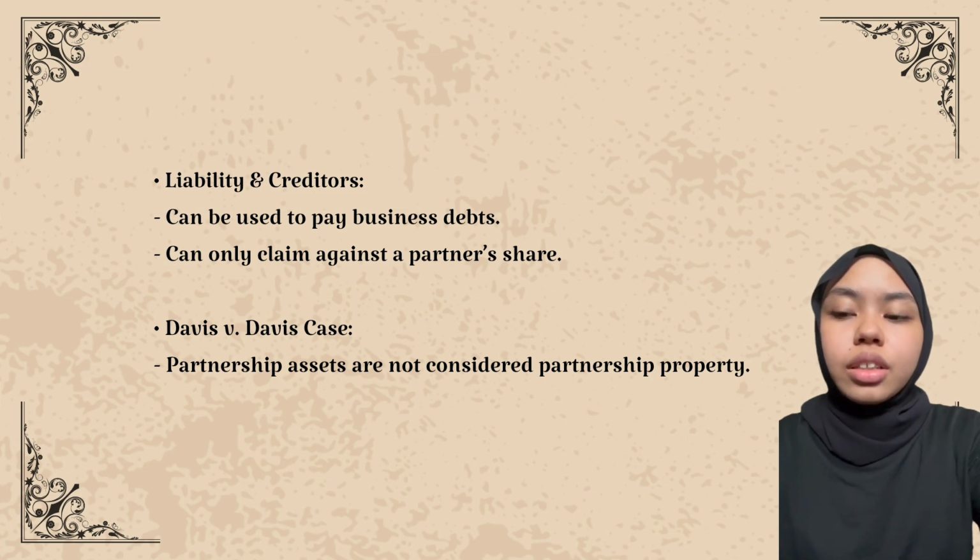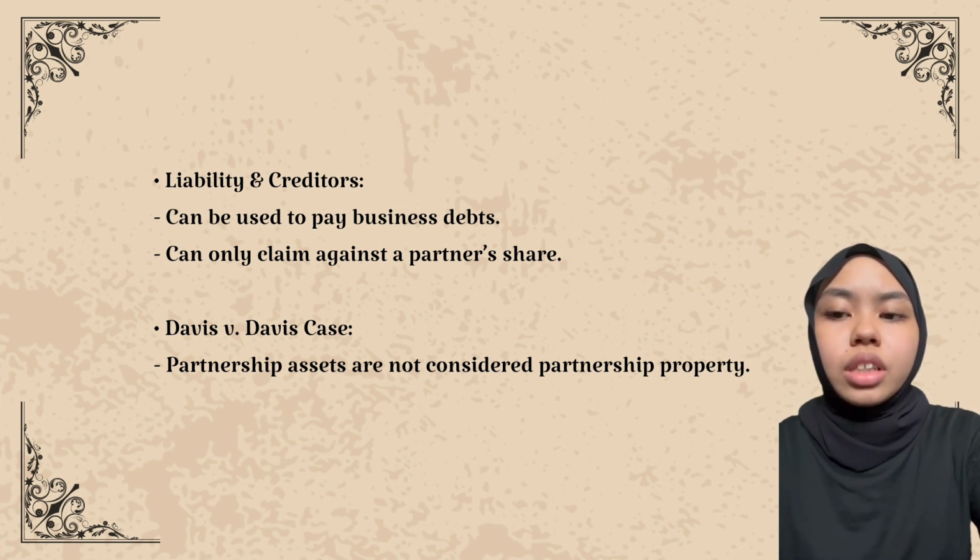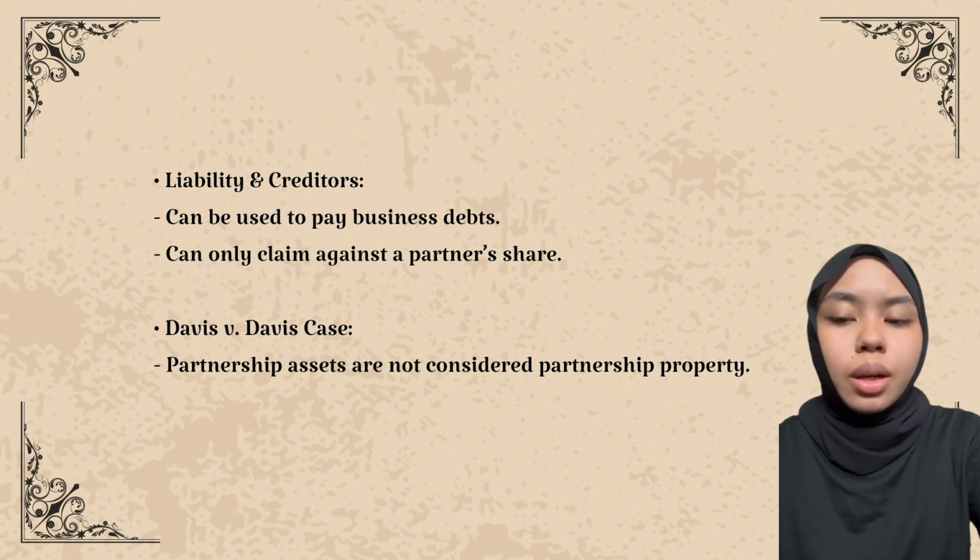Liability and creditors. Partnership property is used to settle the firm's business debts. However, creditors of individual partners cannot claim the partnership property to settle those debts. They can only claim against the individual partner's share in the partnership.